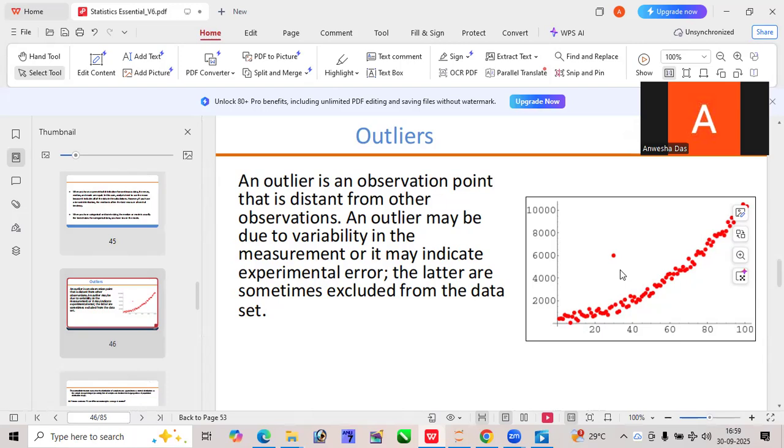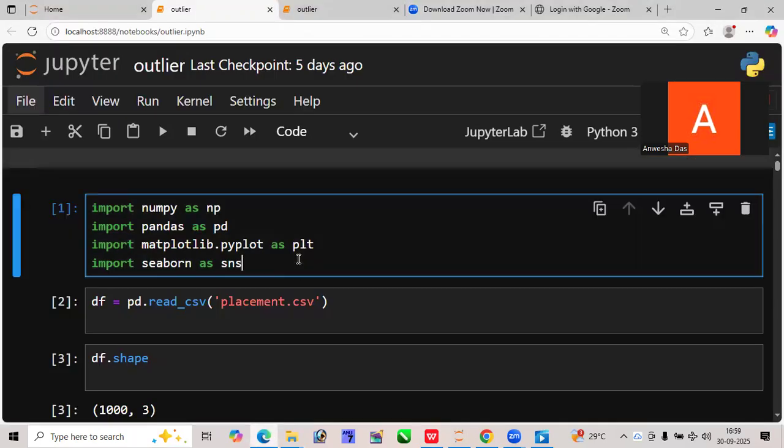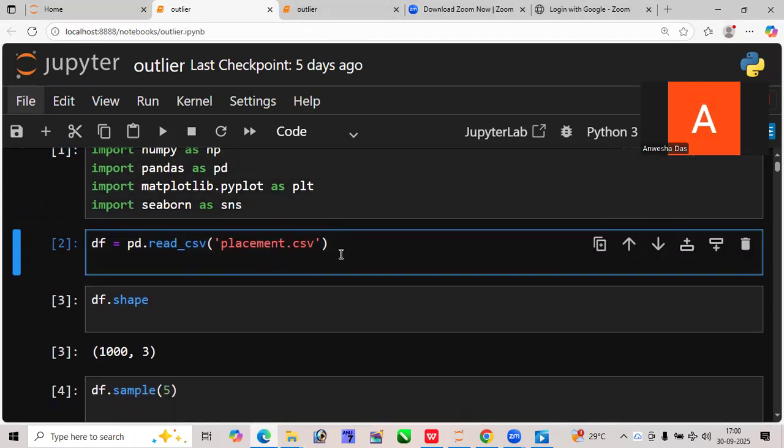So we'll discuss two techniques. One is trimming, which means we will remove the outlier, and the other is capping, where we will not remove the outlier. So let's see. First of all, I have imported my important libraries. For each and every data science project, we have to import these 4 libraries: NumPy for numerical calculation, Pandas for data handling, Matplotlib and Seaborn for data visualization purposes. After that, I have read the CSV data.